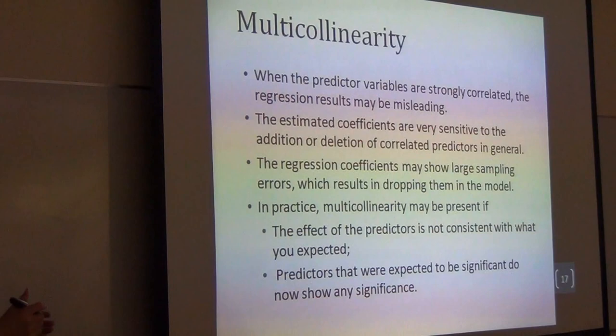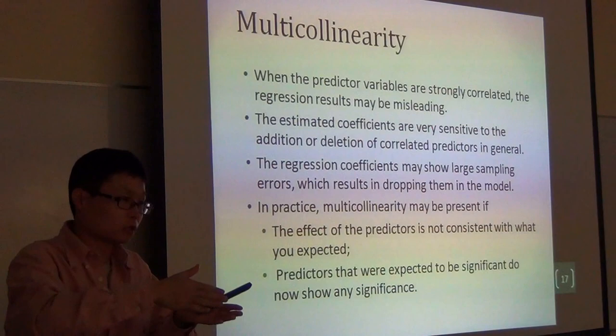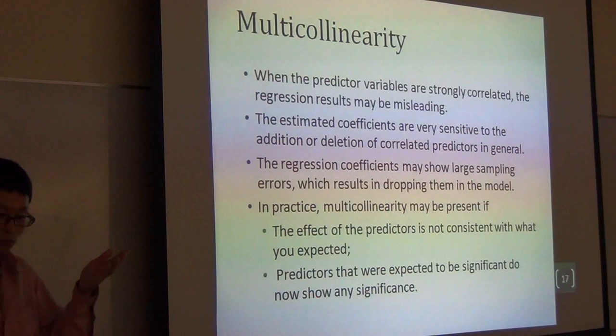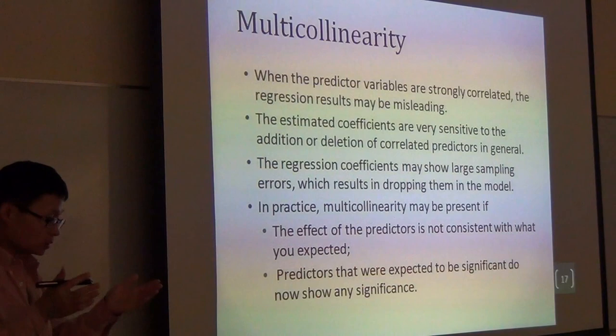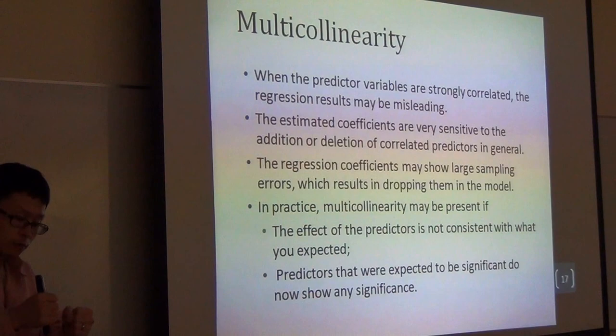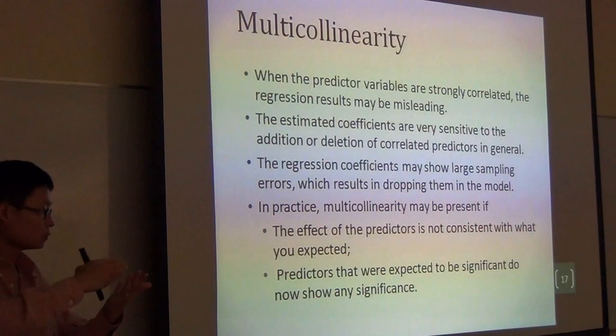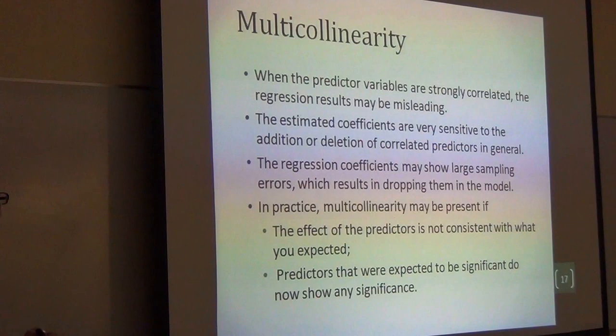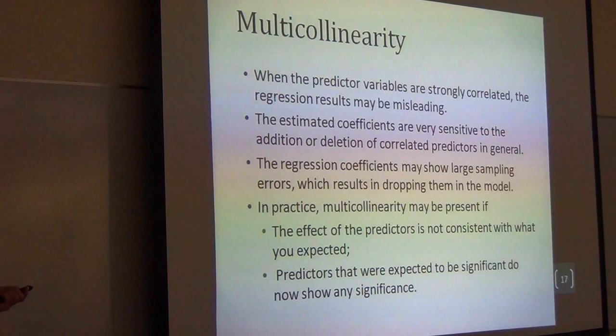So X1 and X2, for example, height and weight. You put height and weight together, then it's highly likely they are strongly correlated. If you put those variables in linear regression together, you may observe very weird numbers, weird conclusions, weird parameter values. If they are slightly correlated, then in general it's okay. But if they are strongly correlated, then that's a real problem. The whole regression results may be totally misleading. We are going to look at an example in the next slide.